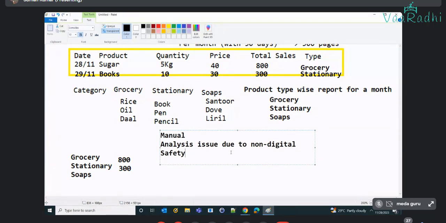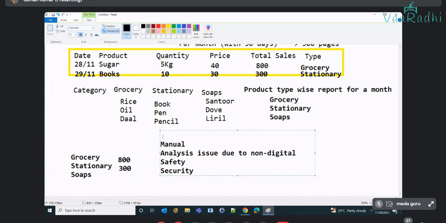And the other thing, security. Can you ensure any security on the data which is available in a book, guys? Never. The reason is whoever has access to that book can have all the sales information in their hand.